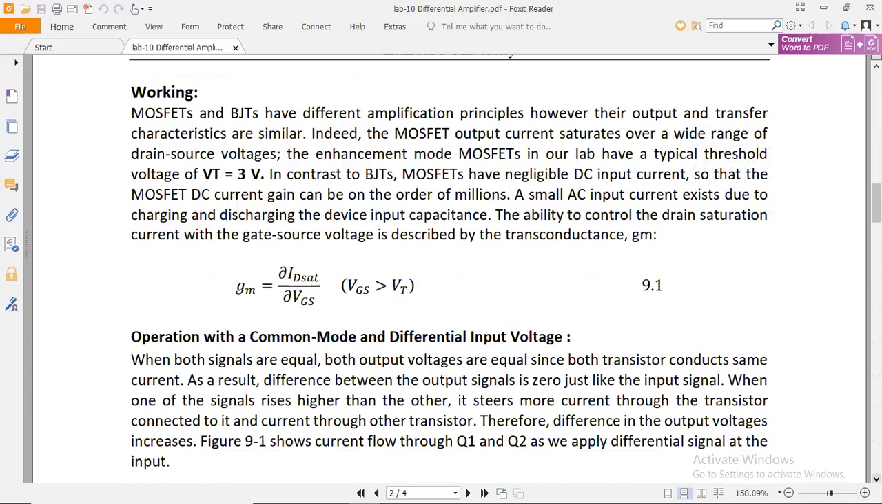Now we come to the working, how it works. MOSFET and BJT have different amplification principles. However, their output and transfer characteristics are similar. Their saturation region is common, but the working is different. The saturation, cutoff, and active regions are the same in BJT and MOSFET, except the ohmic region, which is not in BJT or has a different name there.